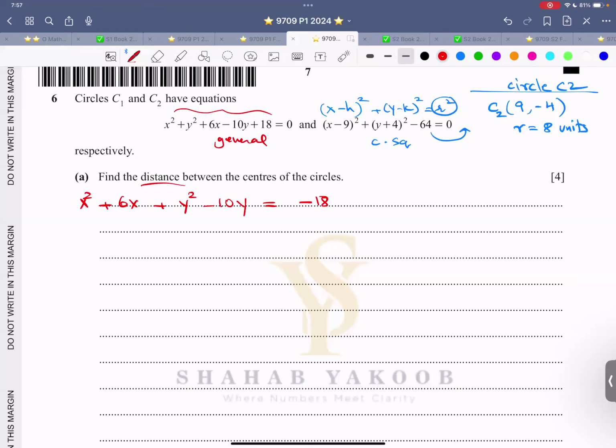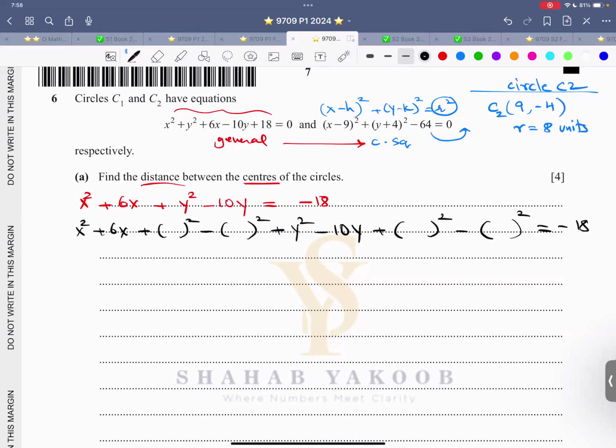I need the distance between the centers of the two circles. That means I need it in the completed square form. Now let's get started. x squared plus 6x plus bracket squared minus bracket squared, plus y squared minus 10y plus bracket squared minus bracket squared is equal to negative 18. What goes over here? Half the coefficient of x, which is 3. And over here, half the coefficient of y. Don't forget the negative sign. That is negative 5.